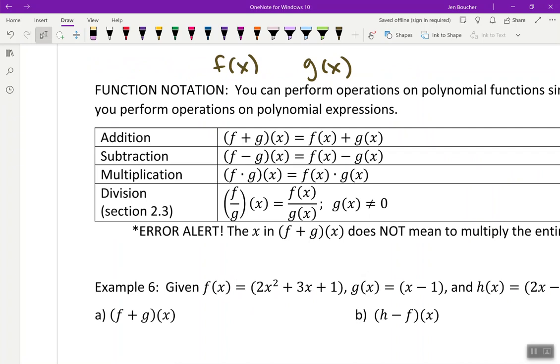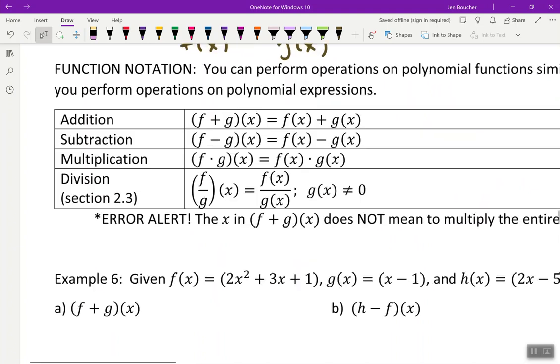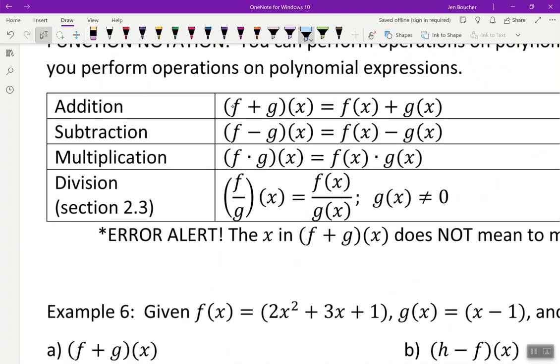But in generic math, we usually just use f and h and g. Please note the notation. This right here says you take your f and g function and add them together. That's all this says. This means the variable you're using is x. So please note, here it is, error alert. The x in this part right here does not mean that you multiply your final answer by x. It's just the input variable that you're using.